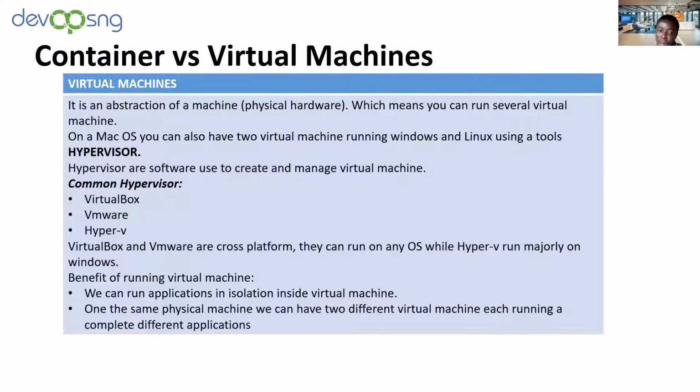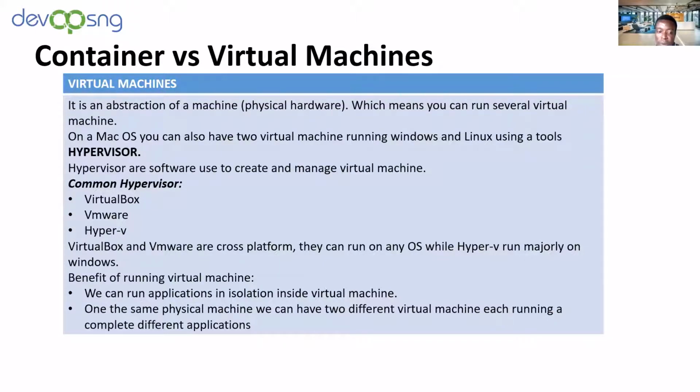There are three major ones: we have VirtualBox, we have VMware, then we have Hyper-V. You can have multiple virtual machines on your system, as many as you want. VirtualBox and VMware are cross-platform, so they can run on any OS, while Hyper-V runs majorly on Windows.